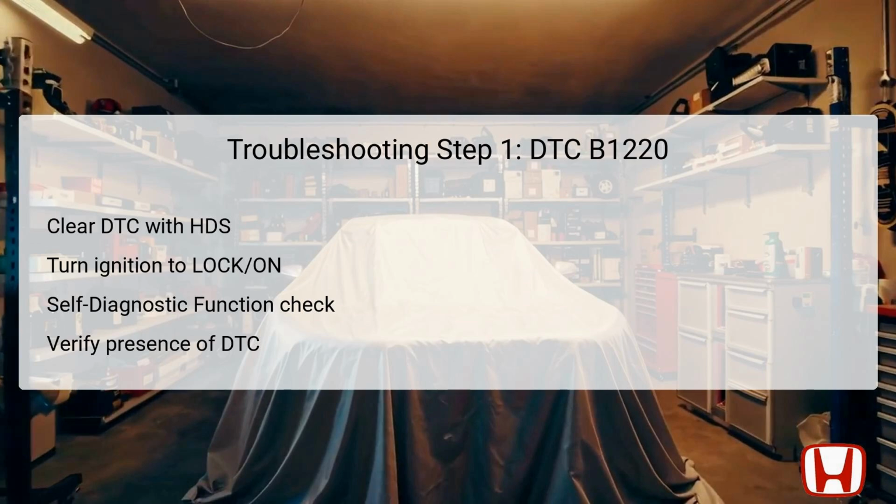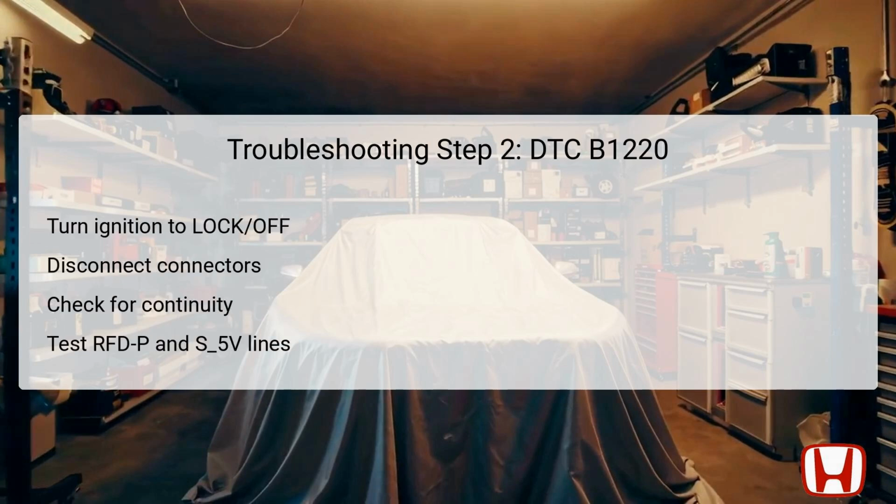After the diagnostic, check for any DTCs that may still be present. If DTC B1220 is indicated, proceed to the next troubleshooting step. If not, investigate the possibility of intermittent failures, checking for any loose wires or poor connections within the recirculation control motor circuit.